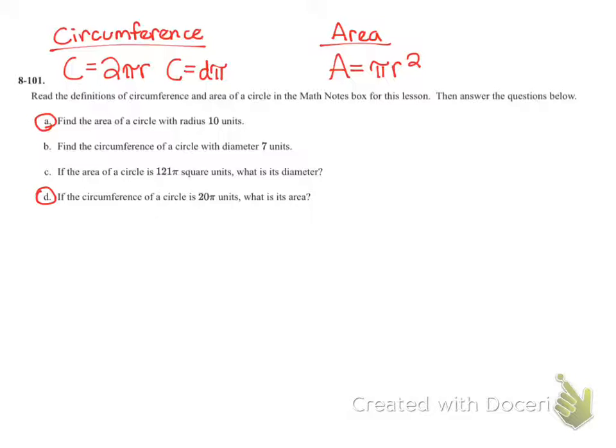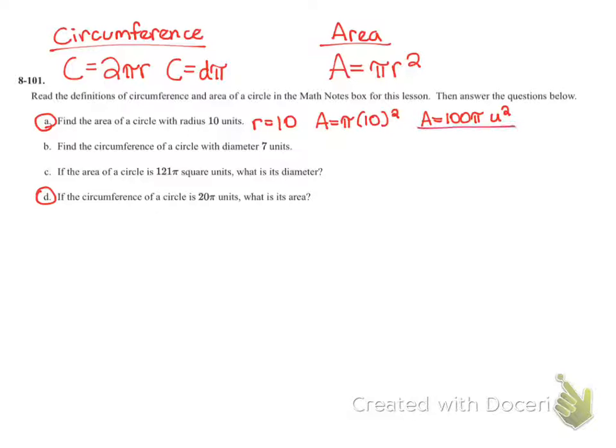So A says to find the area of a circle with a radius of 10. So here we know that r is 10. So I know to use the area formula. So area is pi times the radius squared. So I can say here that the area is, and generally we put the integer in front and then we follow it with pi when we're writing our answer. I wasn't given a unit of measure here, so I'm going to put u squared.